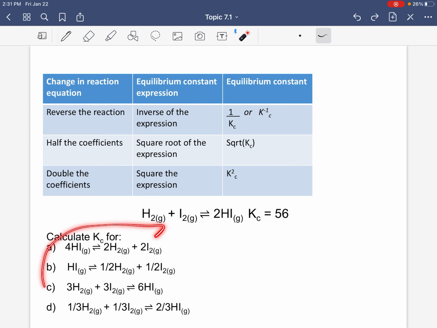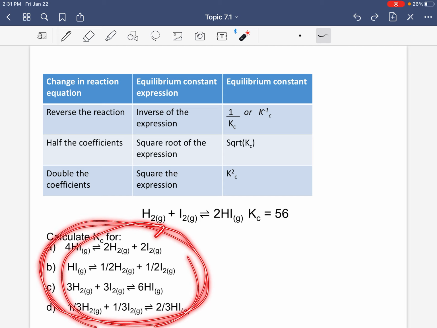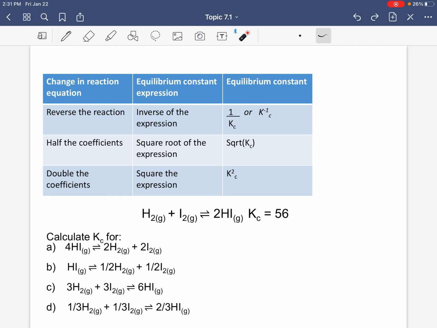All right. I have 4 questions right here. I want you to do them. Don't think that only one change can happen at a time. It can actually happen in 2 aspects, like this one. Check out this one. What is Kc for this reaction, if this is what it is normally? So if this reaction gives you 56, what would this reaction be? It looks like it flipped, so you're going to have to take the reciprocal. It looks like it doubled, so you have to square.